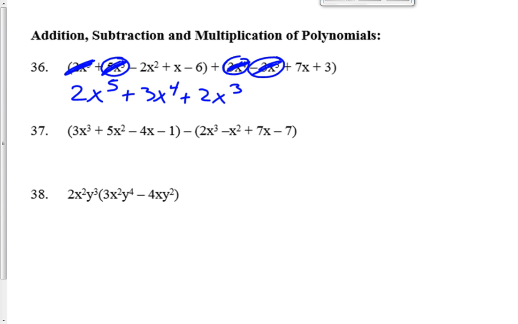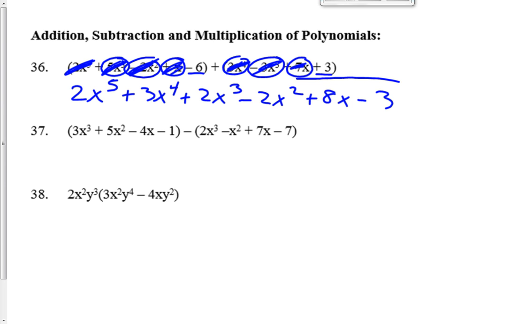X squareds come next. Combining like terms, a negative 2x squared. That's all I see. So minus 2x squared. X's are next. 1x and 7x make 8x. And then constant terms come last. A negative 6 and a positive 3 make a negative 3. So we have combined like terms.